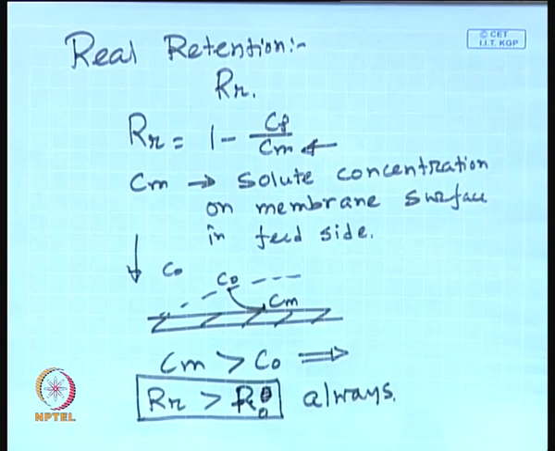Now, why then are these two definitions used? Because one definition is directly measurable. Observed retention is directly measurable, and you can say that my membrane is, let us say, rejecting 40% of the solute or 90% of the solutes. Then what is the use of real retention? The use of real retention is not in direct observation, it is used in the design of such processes. Why it will be used in the design of the processes, and the significance of the real retention, we will discuss in the next class.